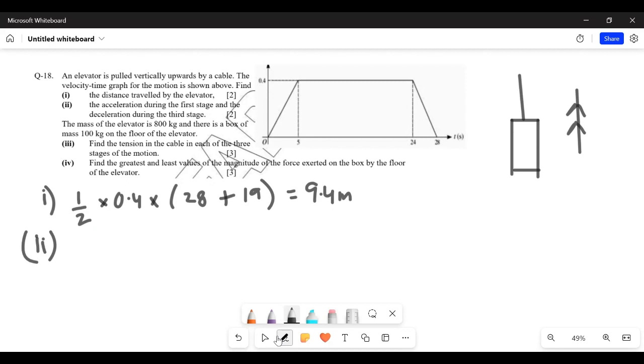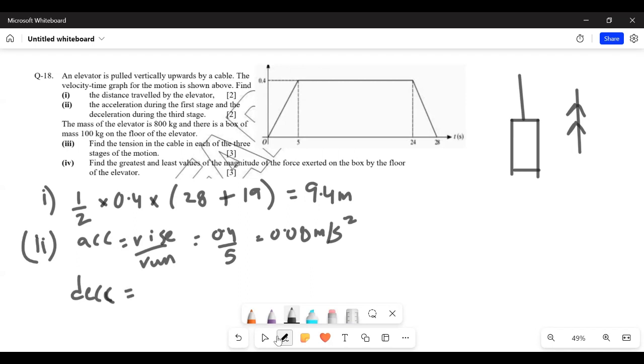Part two, acceleration during the first stage and deceleration during the third stage. So for acceleration, I'm going to use rise over run since acceleration is the slope. Rise is 0.4, run is 5. So 0.4 upon 5, which gives 0.08 meters per second square. Okay, and the deceleration for the last part would be again rise over run. Since they're saying deceleration, you just ignore the negative sign. Agar acceleration poochi hoti, to negative sign saath lagate. Okay, so 0.4 over 4, which is 0.1 meters per second square. Okay, it actually asks for the deceleration. So yes, you have to give a positive answer, 0.1.